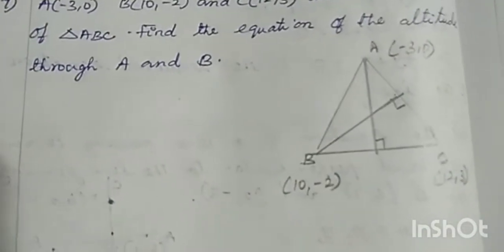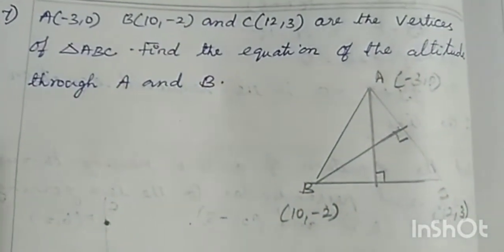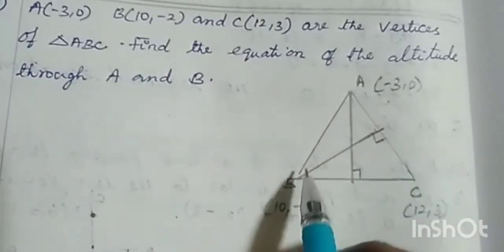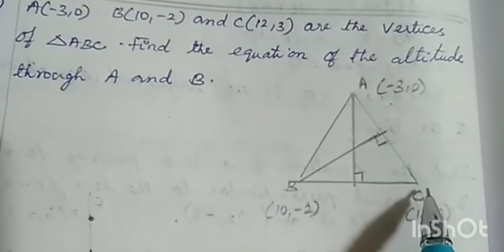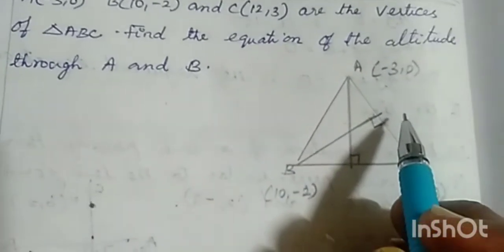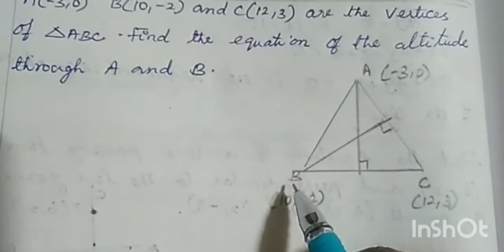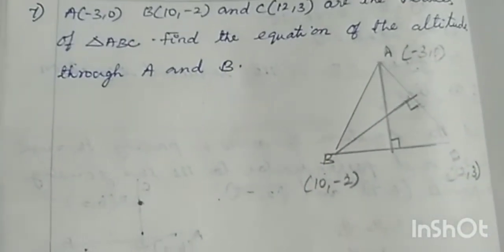But for altitude, we will be finding the slope of these two vertices since it is 90 degrees. Altitude means it is a straight line, it is the height, it will be 90 degrees and perpendicular to AC. So we have to find the condition for perpendicularity, and one slope will be available. With that slope and a point, the slope-point form will be used for finding the equation of the line.